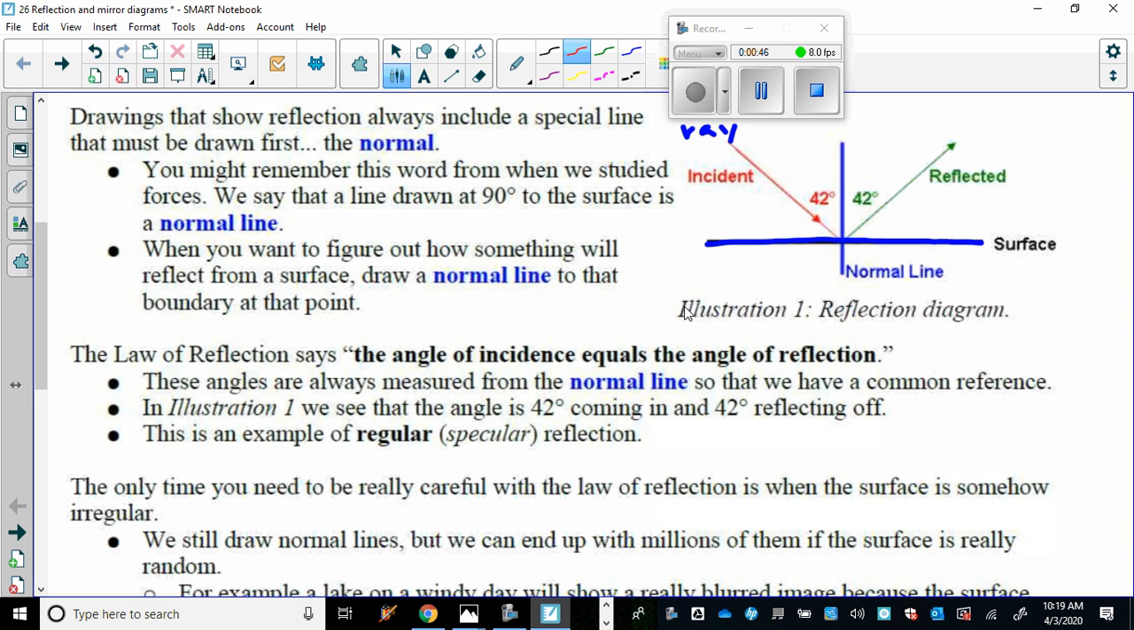And the angle is the angle between the ray and the normal. What is the normal? It's just like the normal force. It's a perpendicular line to the surface. So whatever your surface is, you draw a line that's perpendicular. It's called the normal line. Just like the normal force, when you're standing on the ground, the normal force is perpendicular to the surface that you're standing on. All right, and so the law of reflection simply says that this angle and this angle are always equal.